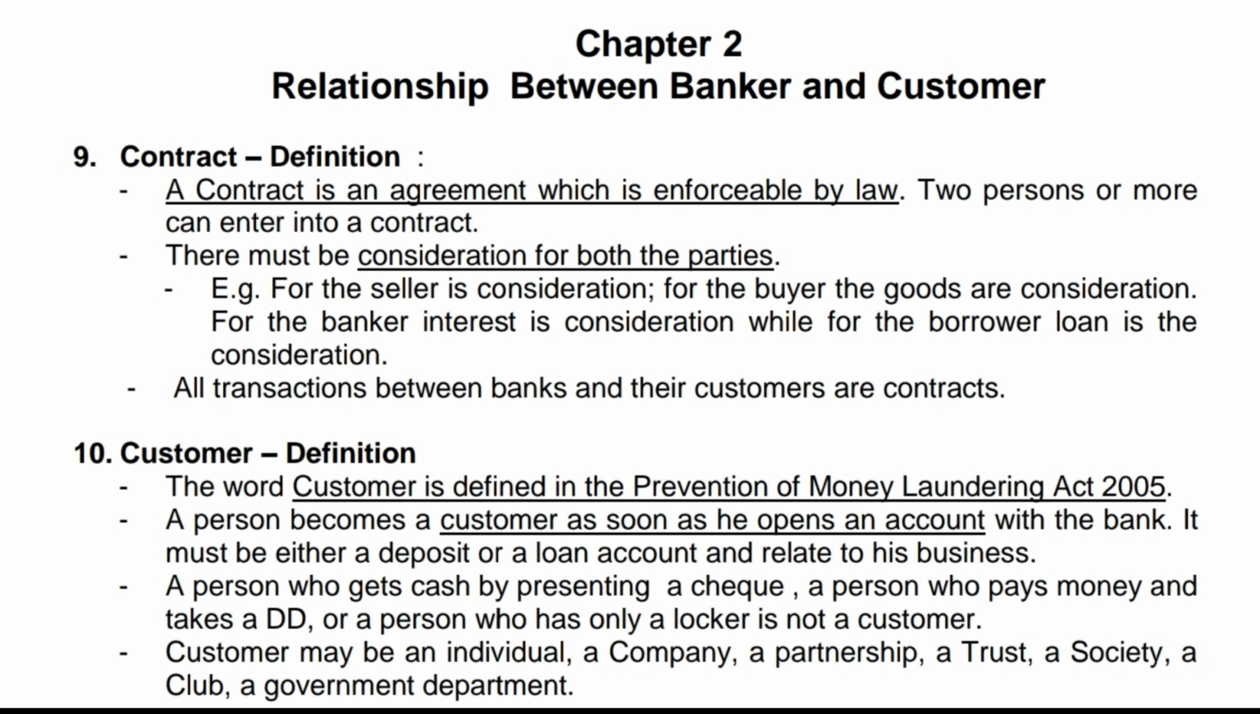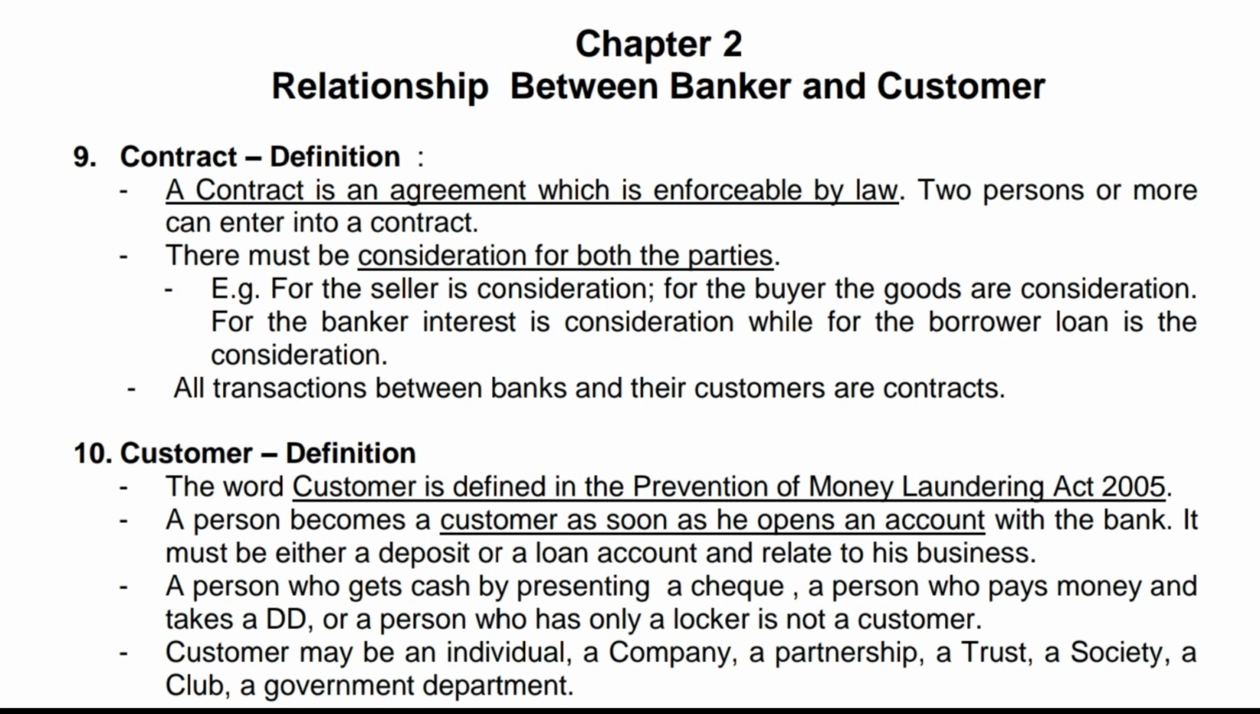Chapter 2. Relationship between banker and customer. 9. Contract definition. A contract is an agreement which is enforceable by law. Two persons or more can enter into a contract. There must be consideration for both the parties. E.g., for the seller money is consideration, for the buyer the goods are consideration. For the banker interest is consideration, while for the borrower the loan is the consideration. All transactions between banks and their customers are contracts.